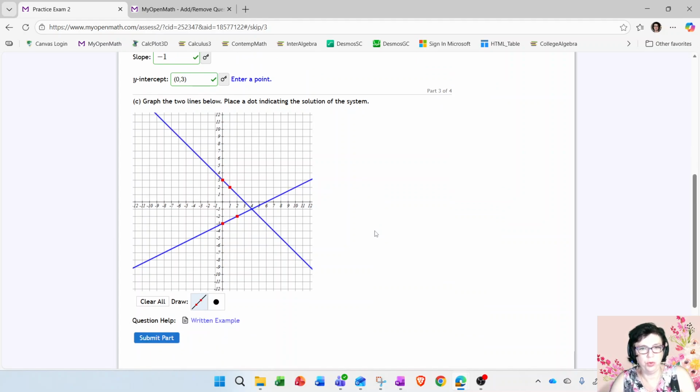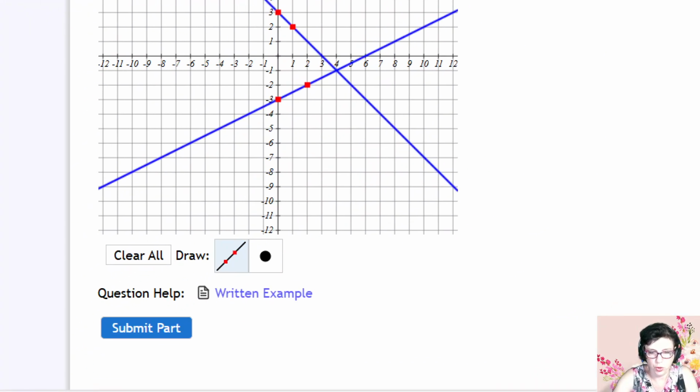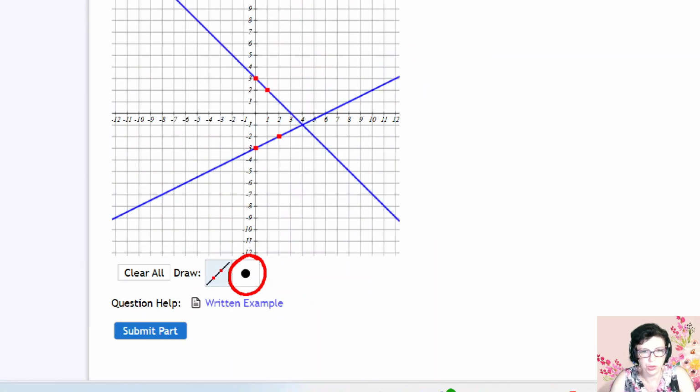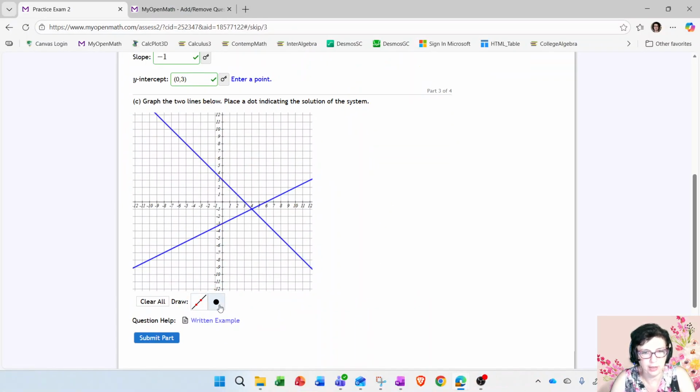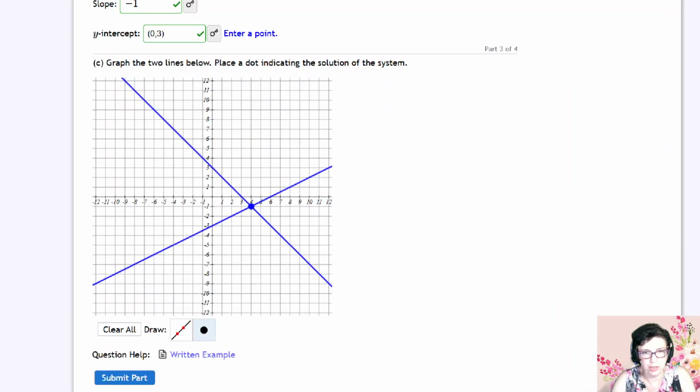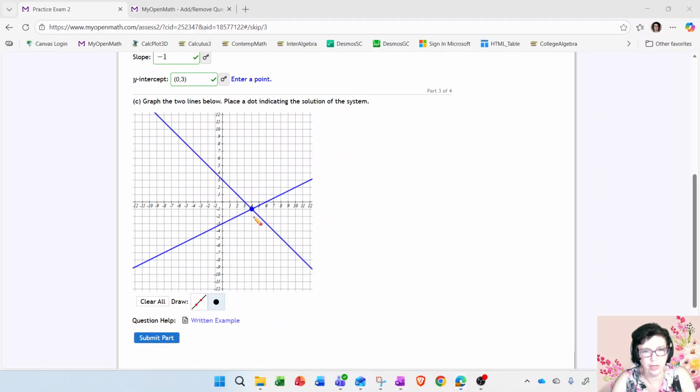Finally, what we need to do is place a dot indicating where the two lines intersect. It is obvious that this is going to be a unique solution because clearly the two lines intersect at a point. On the bottom, you want to choose the point tool because so far you were using a line tool. Let's click on that. And then we just place the dot at the solution, at the intersection. You can see where it's at, right?